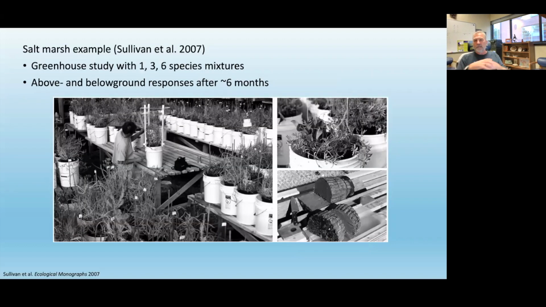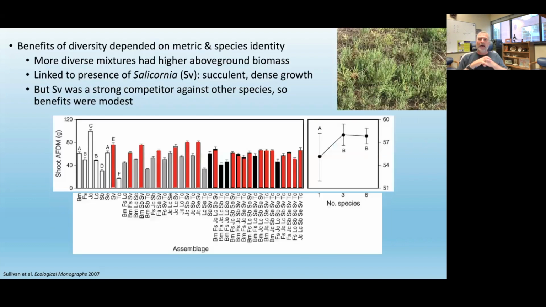So there have been some studies. The Sullivan one is one, and it was a greenhouse study, and it looked again at above and below ground biomass, as some of my work has done. And what they found was that the benefits of diversity really depended on the metric and the species identified. So more diverse mixtures tended to have higher above ground biomass.